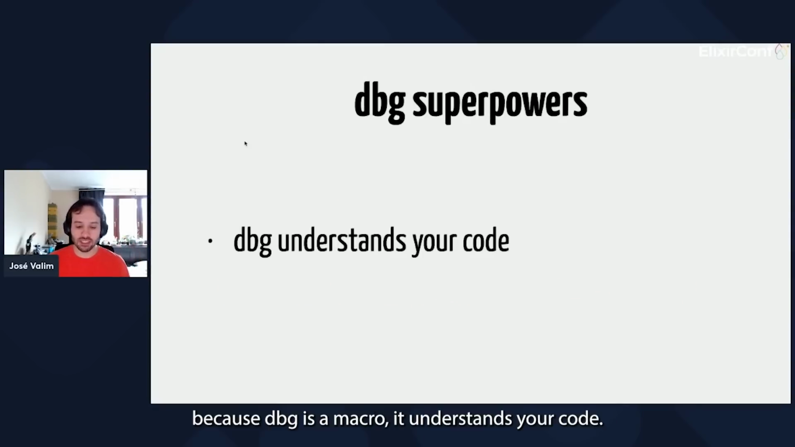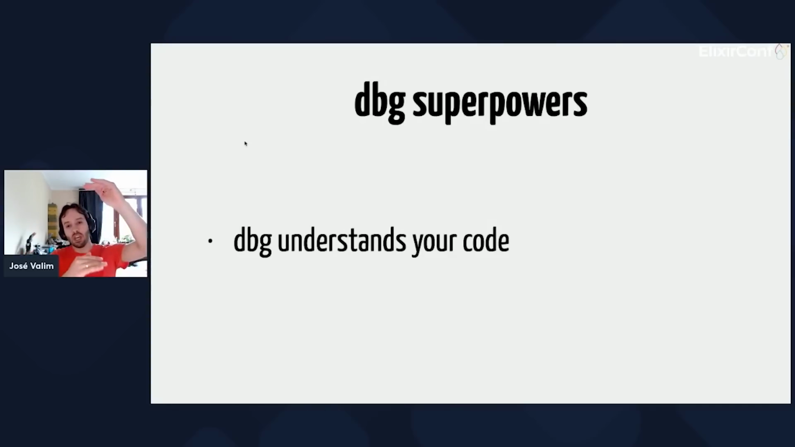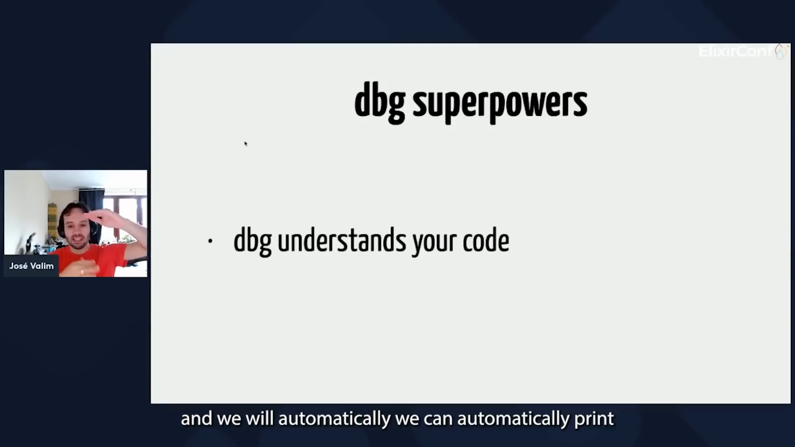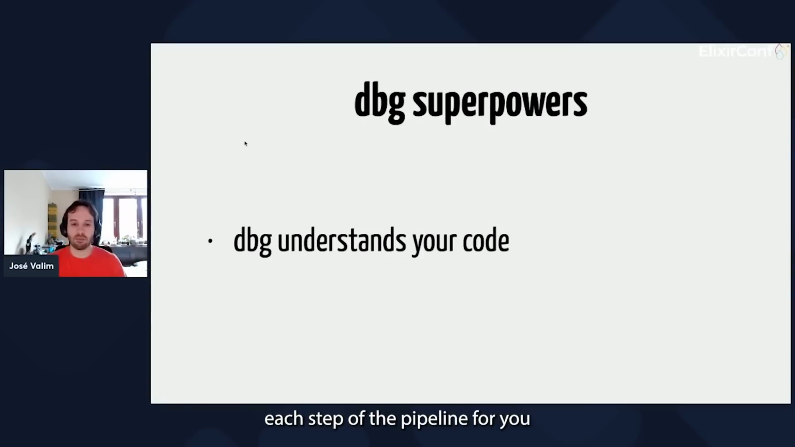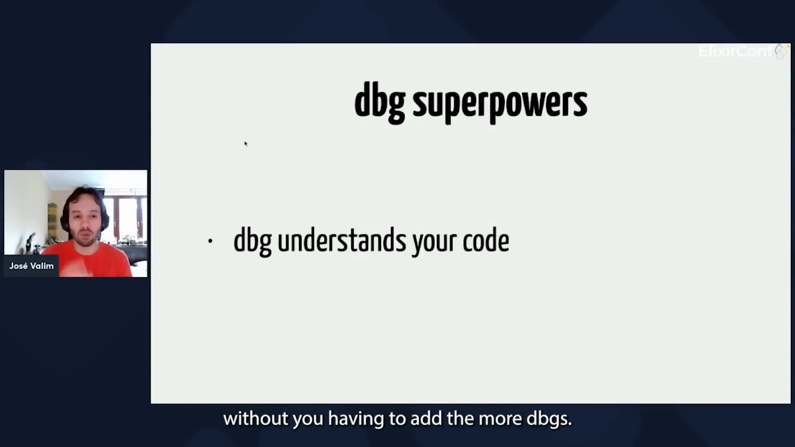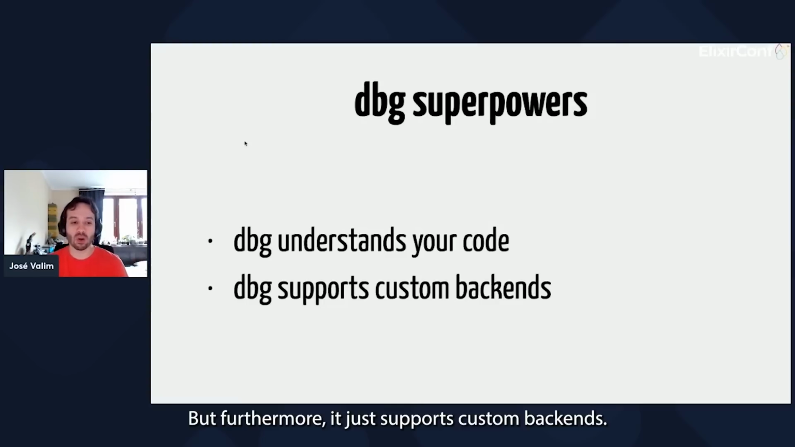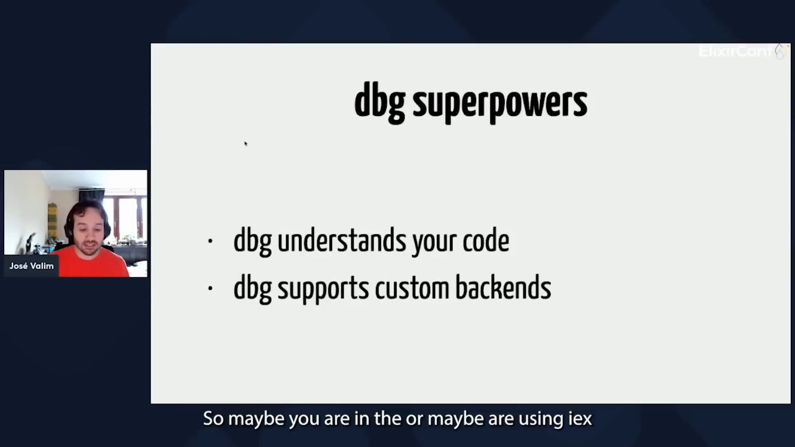First, because dbg is a macro, it understands your code. So if you have a pipeline and you put dbg at the end of the pipeline, we know that it is a pipeline, and we can automatically print each step of the pipeline for you without you having to add more dbgs. We can just look at the code and understand it. Furthermore, dbg supports custom backends. Maybe you are in an editor, maybe you're using IEx, and you want to do something a little bit different or a little bit smarter.